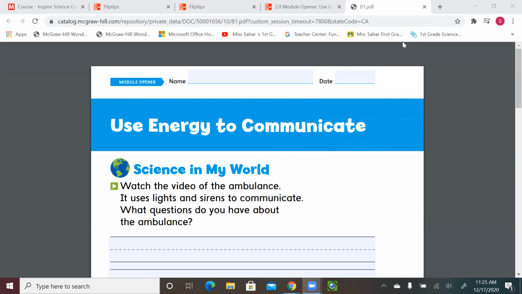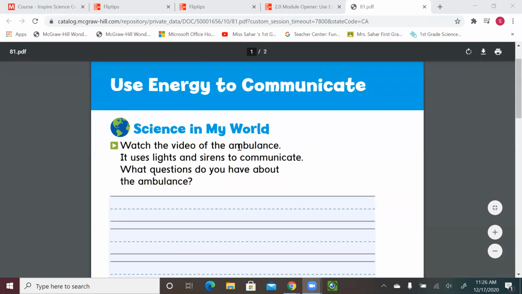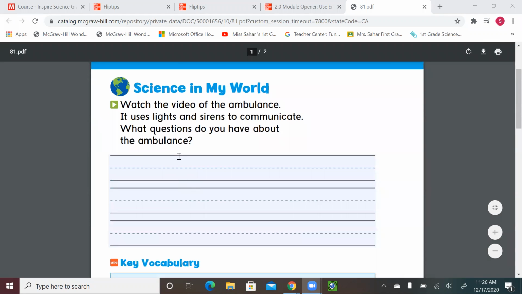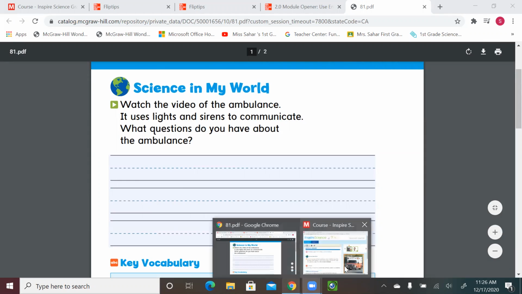Today we'll be learning about how we use light and sound to communicate, and how communication has changed over time to make life easier for people nowadays. So let's start and watch the video. Page 74, watch the video of the ambulance. It uses light and sirens to communicate. What question do you have about the ambulance? So we're gonna watch the video as usual, and then we're gonna make questions related to the video. So let's watch.